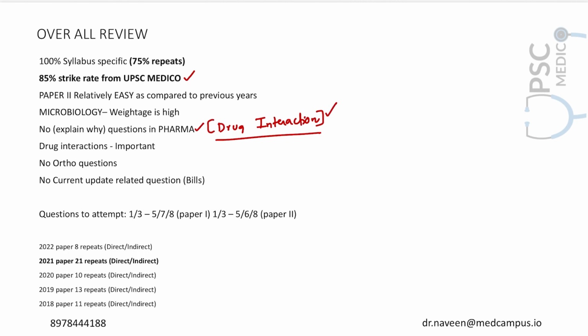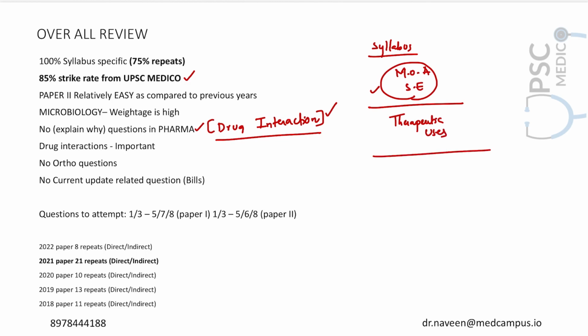They asked two questions for 10 marks. One was aspirin and the other was cyclosporin. In the pharmacology syllabus, if you open your syllabus book and see, it has only two things: mechanism of action and side effects. These are the two headings under which they have given the whole list, but from previous year paper analysis, what we observed is they're also asking therapeutic uses, and now they're also asking, very importantly, drug interactions.